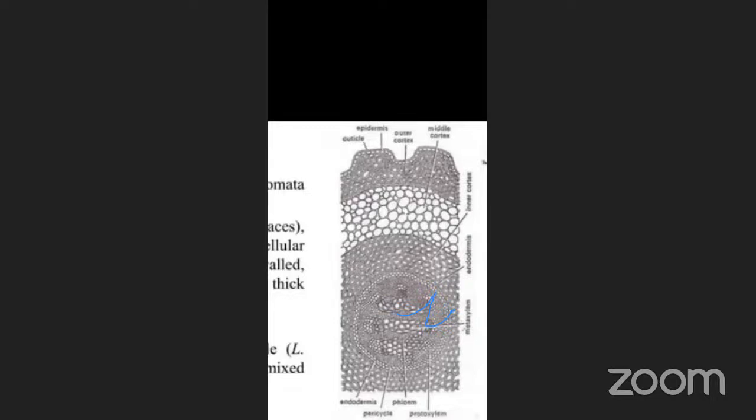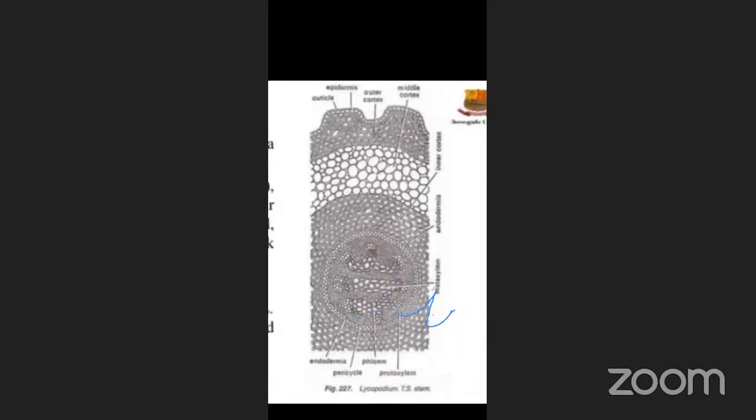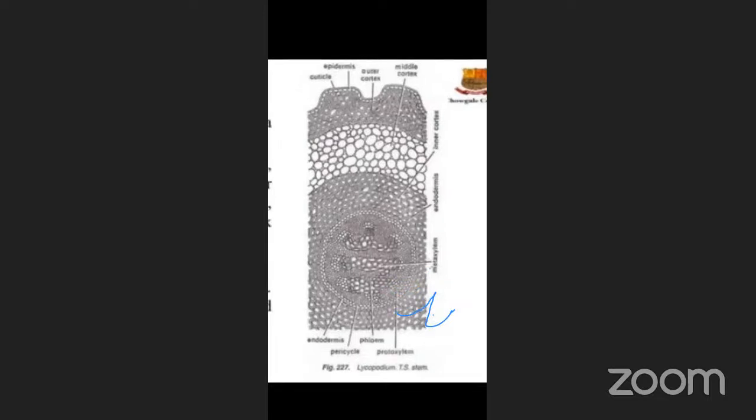The innermost layer of the cortex is the endodermis, a prominent endodermis. Below the endodermis, the stele is present. The outer pericycle is also there. Below the pericycle, centrally, the xylem is present, surrounded by the phloem. There is no pith, so that is the protostele. Okay? Clear?